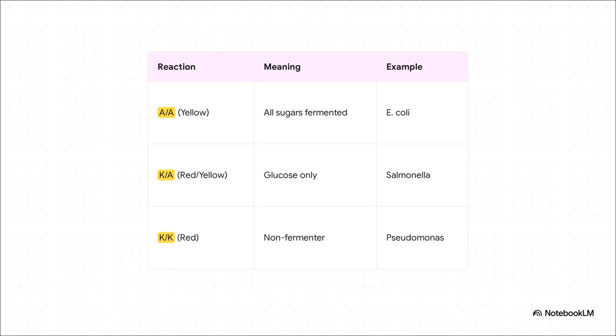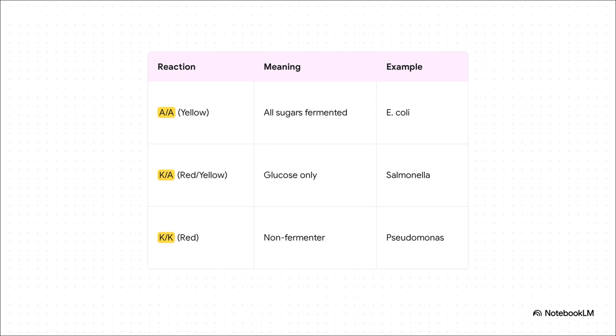It has 3 different sugars in it, glucose, lactose, and sucrose, plus an iron indicator. By looking at the color changes, we can learn so much. If the whole tube turns yellow, what we call A/A, it means the bacteria ate all the sugars, like E. coli does. If only the bottom part turns yellow, or K/A, it only fermented the glucose, like Salmonella. And if it pretty much stays the same color, or K/K, it's a non-fermenter, like Pseudomonas. One test, 3 totally different stories.